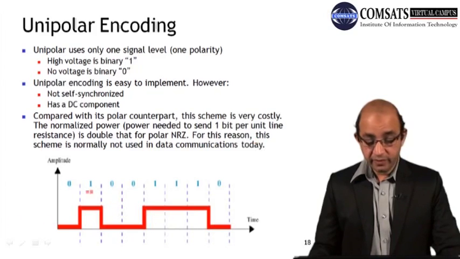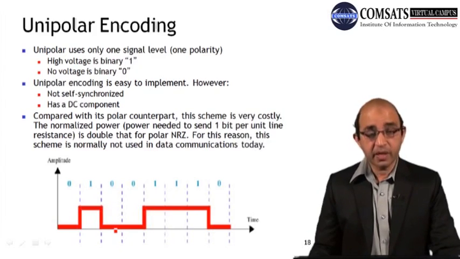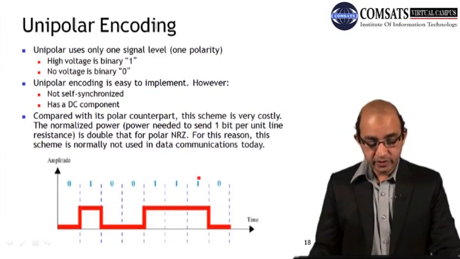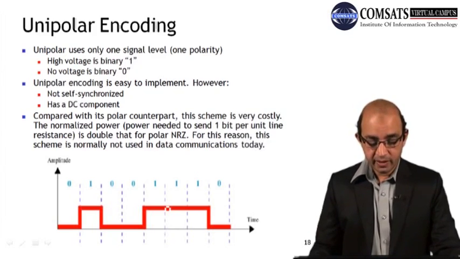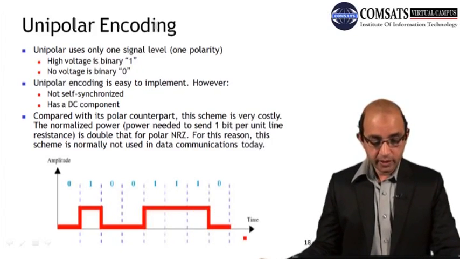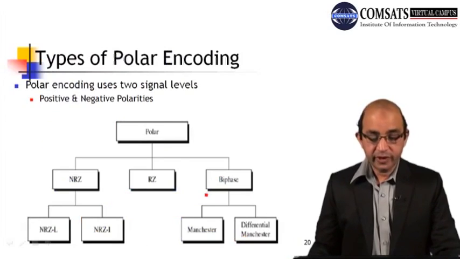So you can see here we have the data 0, 1, 0, 0 and 1, 1, 1, 0. And you can see 0 is no voltage and for 1 we have the voltage. So absence of voltage is marked as 0, and the presence of voltage for a predefined time span is 1, and so on. Okay, so here we have different types of polar encoding.